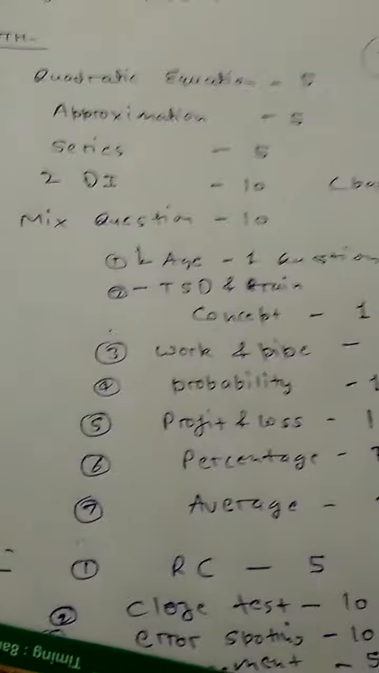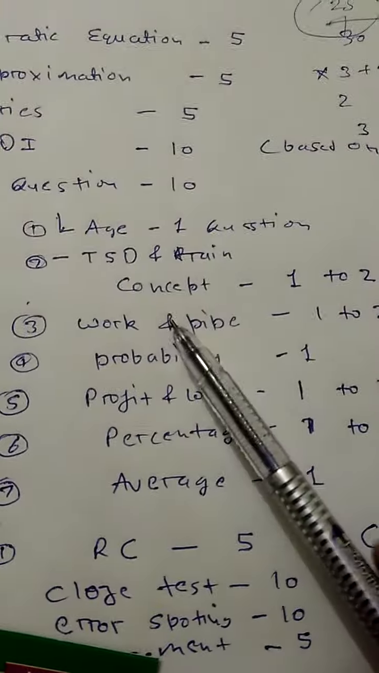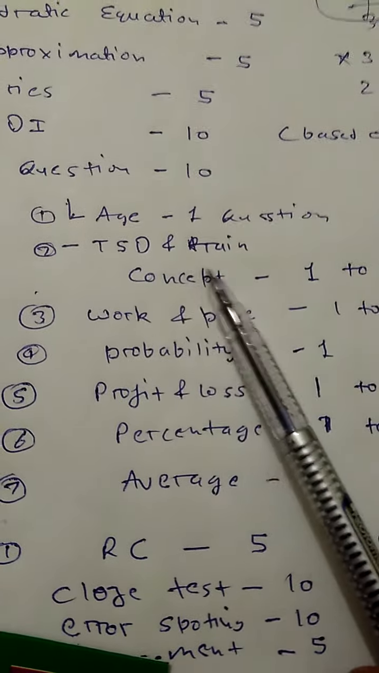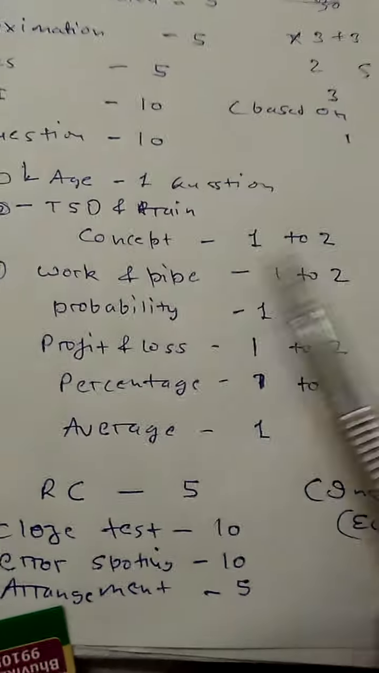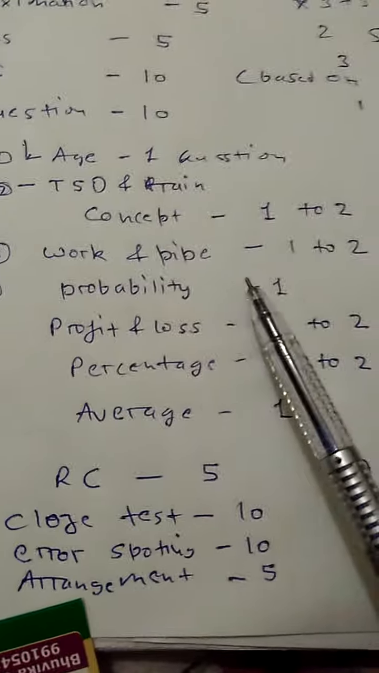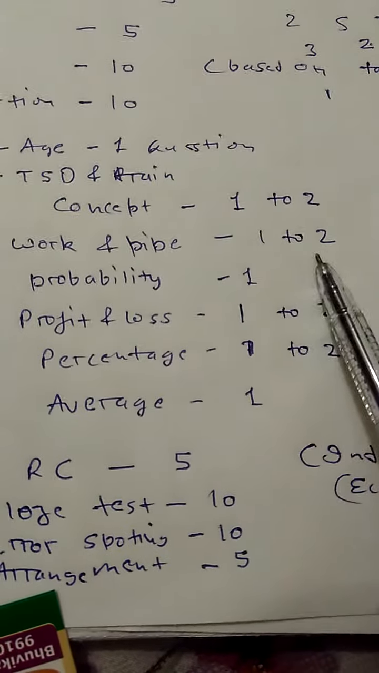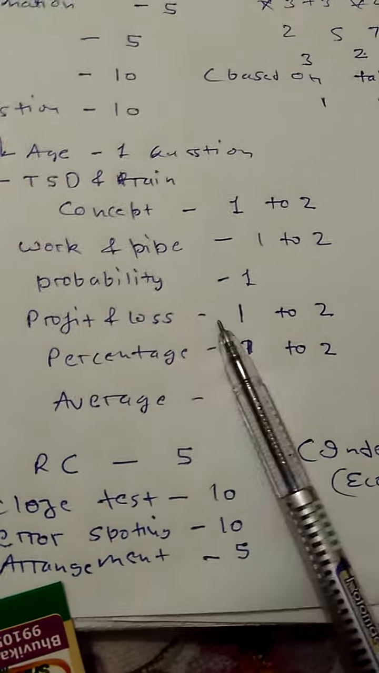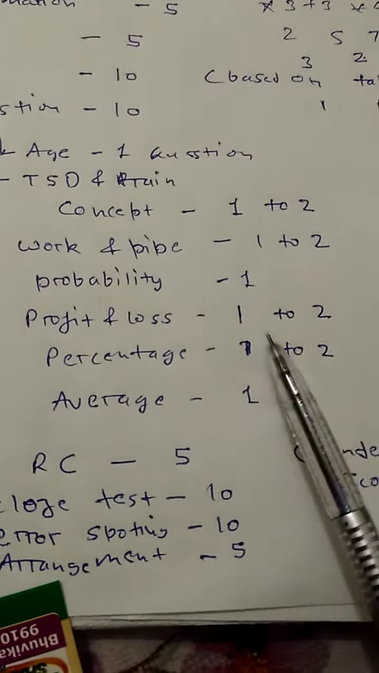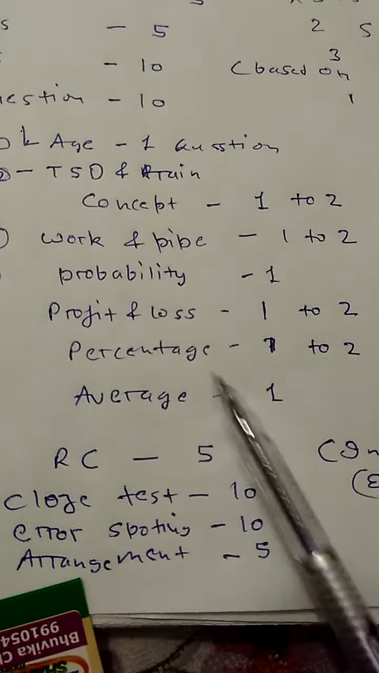In the mixed concept, one question comes from age. One to 2 questions come from TSD and train, which is very easy. One or 2 questions come on work and pipe. In probability, 1 question comes. In profit loss and percentage, 2 to 4 questions come. In average, 1 question comes.